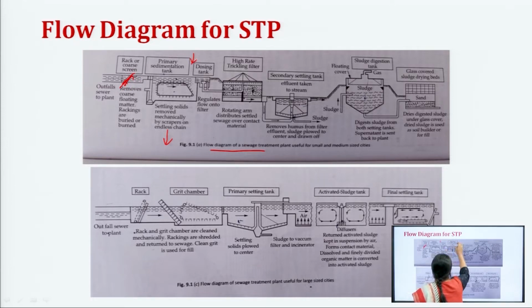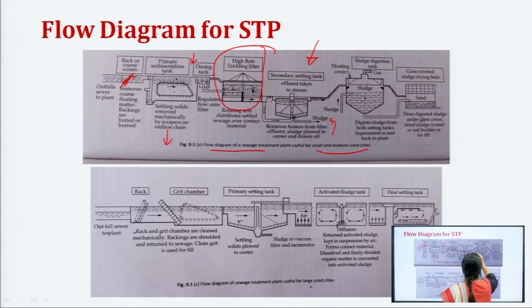Then since this is a small or medium sized city, we will go for a trickling filter, right. The trickling filter is the secondary treatment. The effluent of the trickling filter will go to a secondary settling tank, which is going to remove the sludge, right. Whatever sludge is left can go to a sludge digestion tank, and the effluent of the secondary settling tank can be discharged into a river or wherever you want, right.